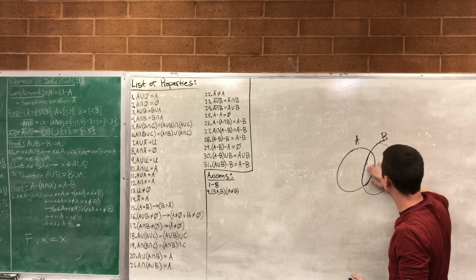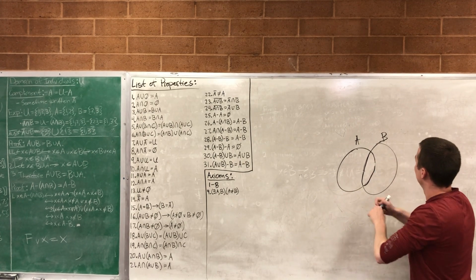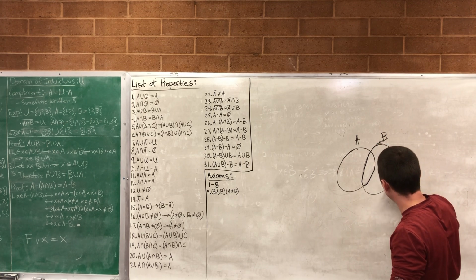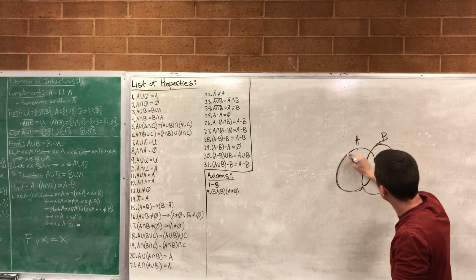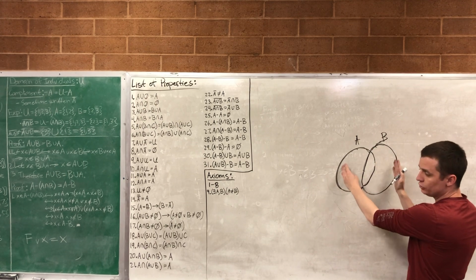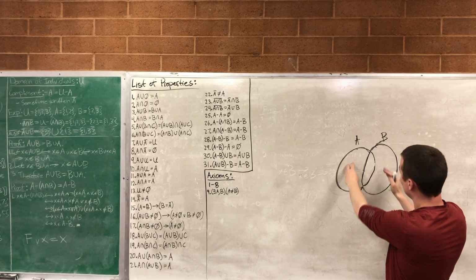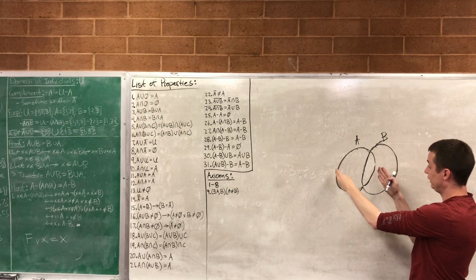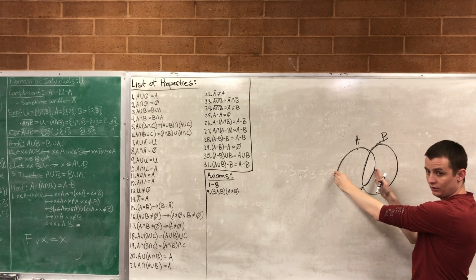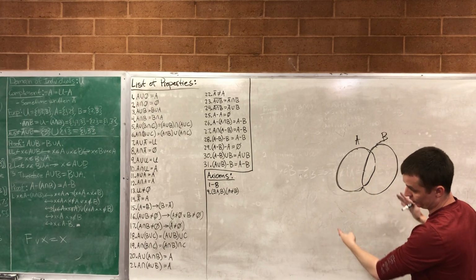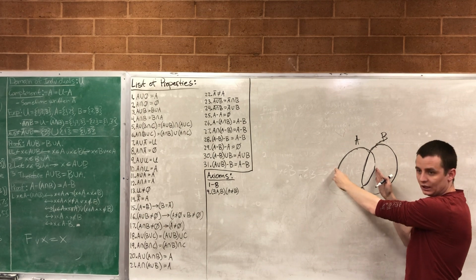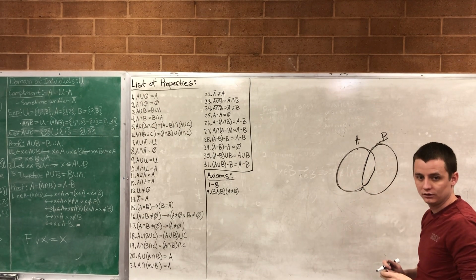So, now, A union B is all the stuff out here, right? So A union B is everything out here. So if we do A intersect A union B, that's just A. It probably helps to think about it in the other order. A union B intersect A is just A. Yeah. That would make sense?